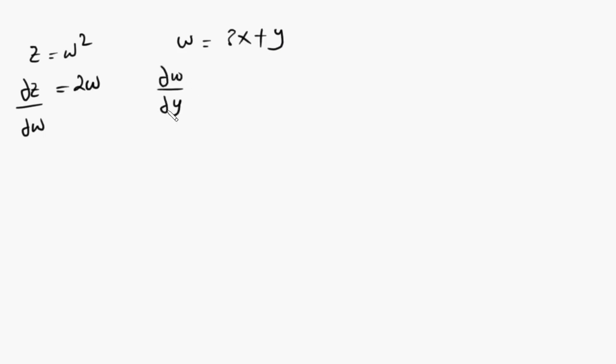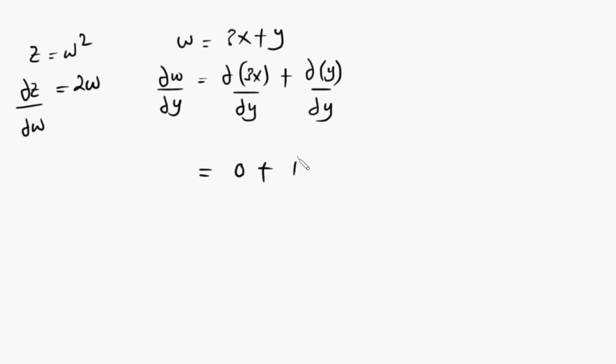So from this one, z equals w squared, I can get the partial derivative of z with respect to w, it's going to be 2w. And from this one, w is equal to 3x plus y. I'm going to look for the partial derivative of w with respect to y. Because x will be kept constant. So it's 3x with respect to y plus y. So x is kept constant and 3 is constant. The derivative of a constant is 0. Here we remain with 1. So the partial derivative of w with respect to y is 1.